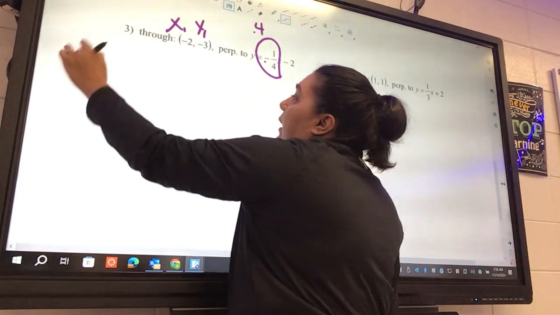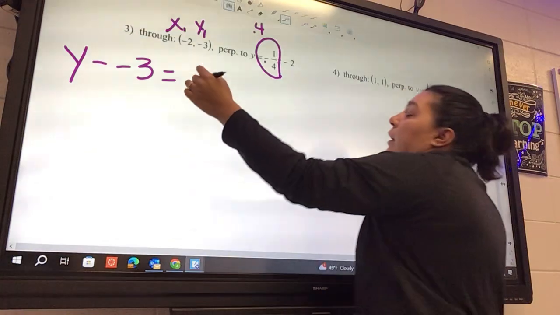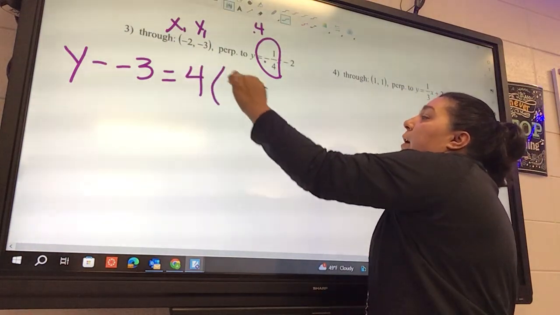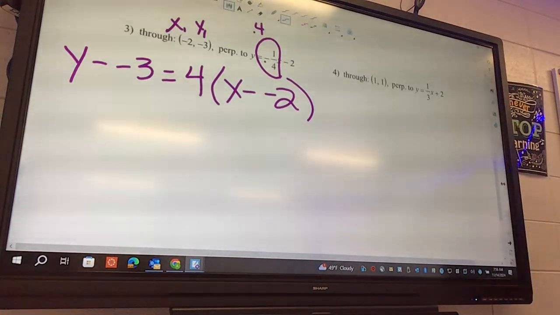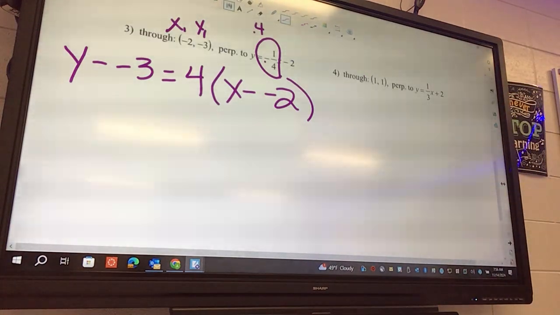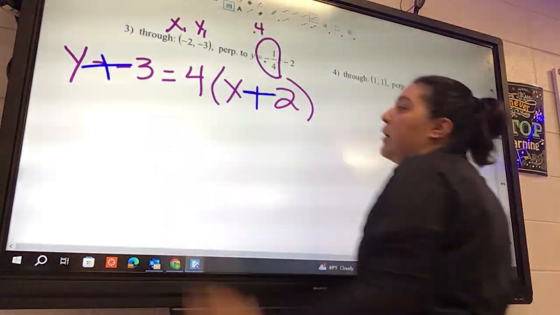Okay, so it's going to look like y minus my y1, which is -3, my m, which is 4, x minus my x1, which is 2. And again, we change those minuses into a plus. Okay, so right here should be a plus, and right here should be a plus.